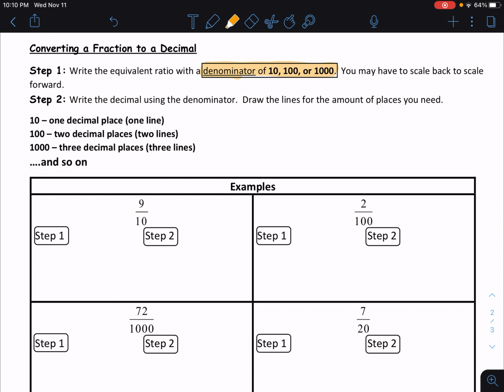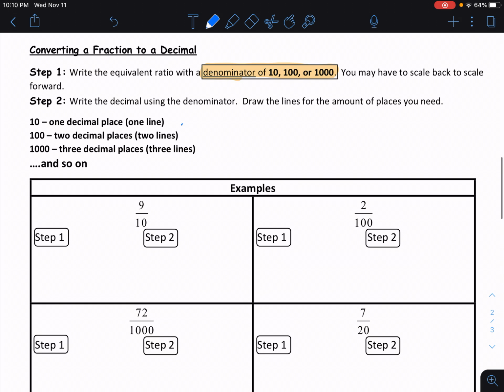So if I've got a 10 on the bottom, it's going to be 1 decimal place, so 1 line. What that means is, here's my decimal, I've got 1 line. If it's out of 100, I'm going to have 2 lines. If it's out of 1,000, I'm going to have 3 lines. And my decimal should end on the last line. Okay, so your decimal should end on the last line.